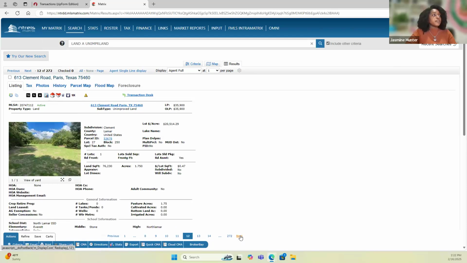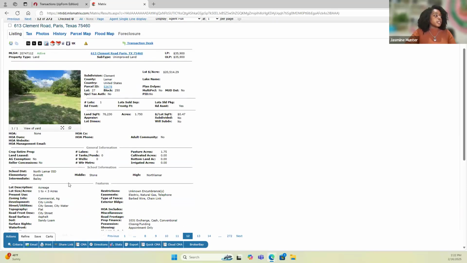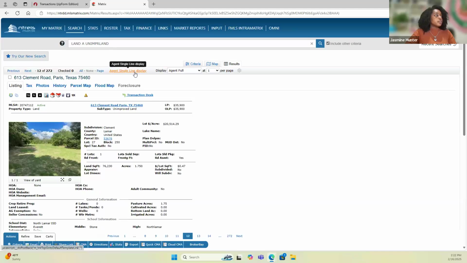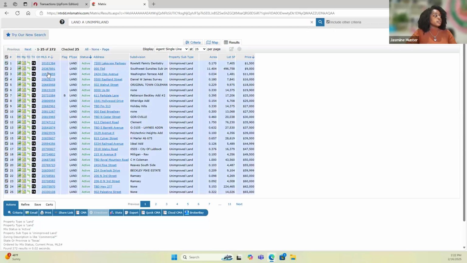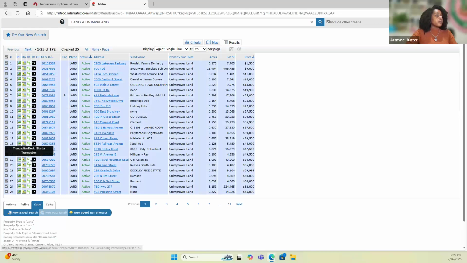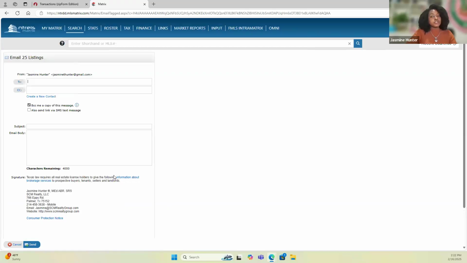Okay. Outside of this, if you wanted to send it in an email, what you would do here is you'd go back to the agent single line, click all of them if this is what you want, and you can either do save and create an auto email for somebody, or I'm sorry, a new saved search for someone, or you can go back to actions and then you can do just a standard email and email everything that you just saw to somebody. Either way. Okay. Perfect. All right.